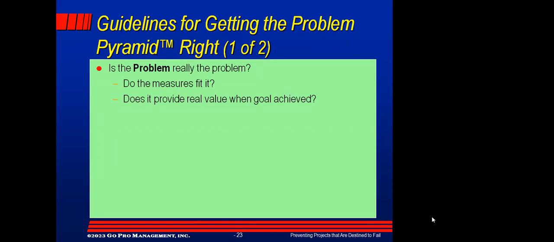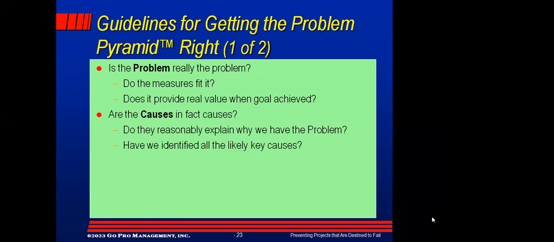Now, is it really a problem? If you just ask a person who said, here's my problem, if you say, is that really the problem? They're going to say, of course it is. Now, that's what passes for executive scrutiny in many organizations. It's useless. Instead, we ask things like, do the measures fit? Does it provide real value when the goal's achieved? Are the causes actually causing it? Do they reasonably explain why we have the problem?